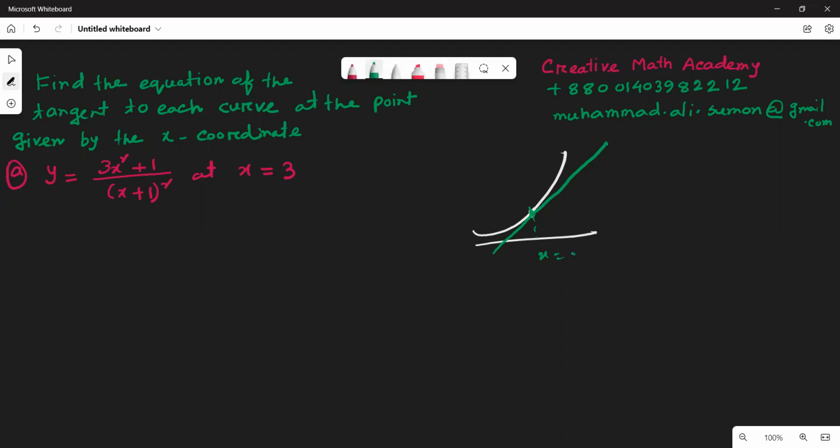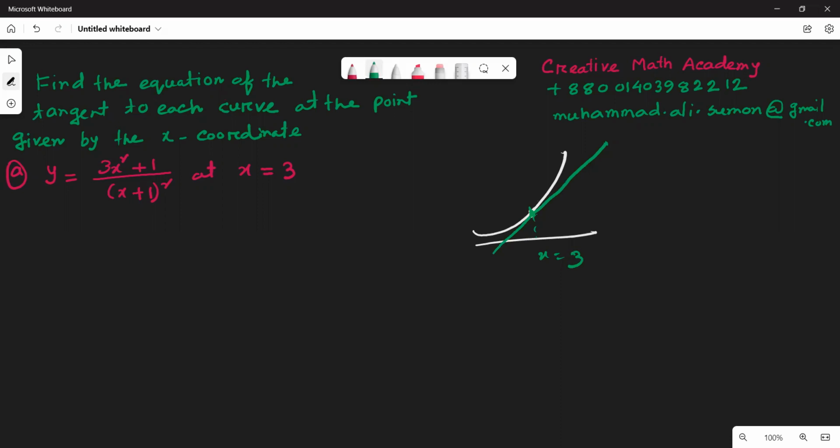So at first we try to find the coordinates, that is the y value of this point where x equals 3. Then we should find the gradient at this point. Then we have to find the equation of the tangent.